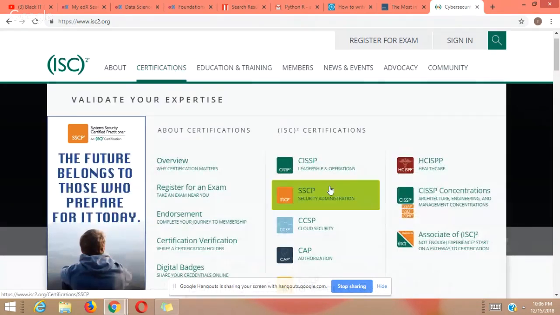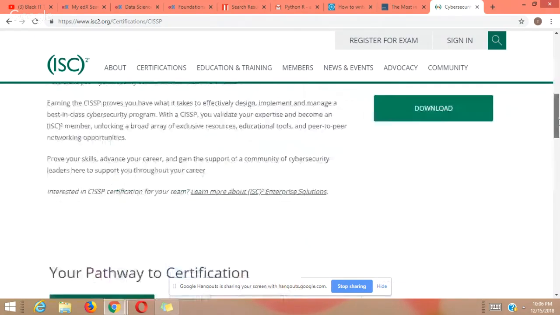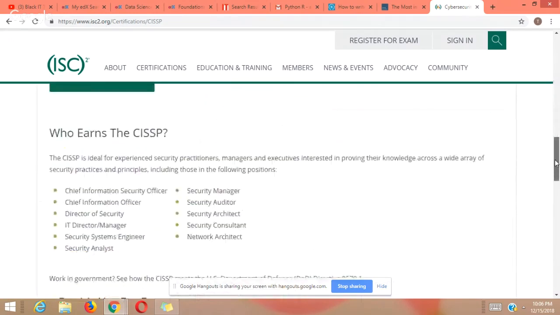So, let me just click on CISSP. In order to take the CISSP, you have to have 5 years of experience. If you don't have it, you're not going to get it. They'll just deny you of that credential, even if you do pass it.